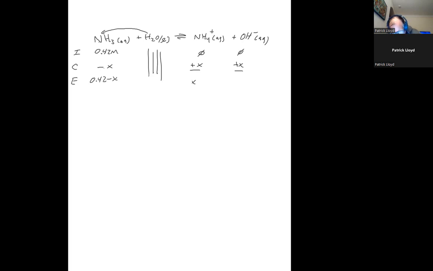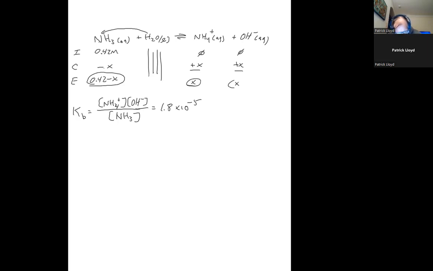Initial and change, initial and change. And there you go, there's your equilibrium expressions. Now it's time to write out the expression for Kb. It is the concentration of ammonium times the concentration of hydroxide over the concentration of ammonia. And we already know it's 1.8 times 10 to the negative 5. Okay, so now we can substitute these in.